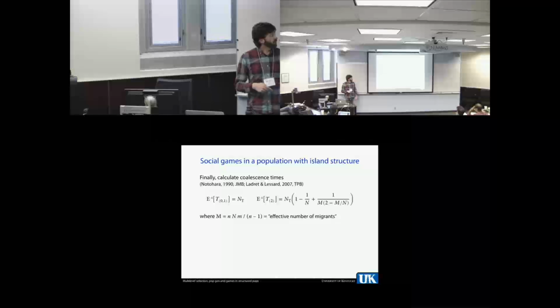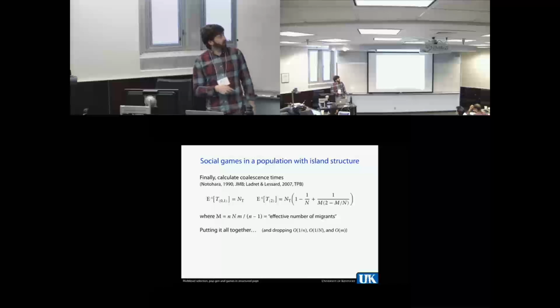And then if there are two individuals in two different populations, the time to coalescence is this, where this M you can think of as just kind of measuring the effective number of migrants from a group. So if M is big, then migration is strong and there's weak group structure, and if M is small, then migration is weak and individuals are sort of tightly held within groups.